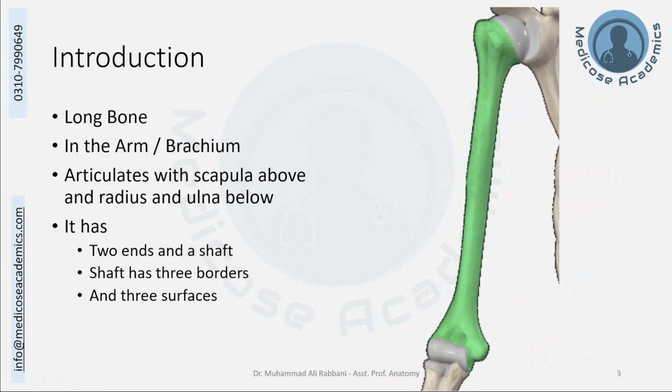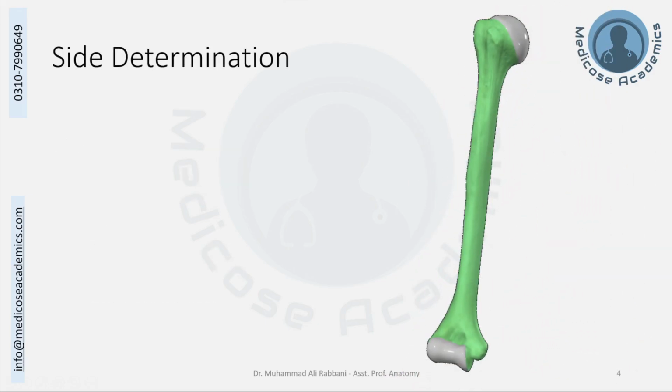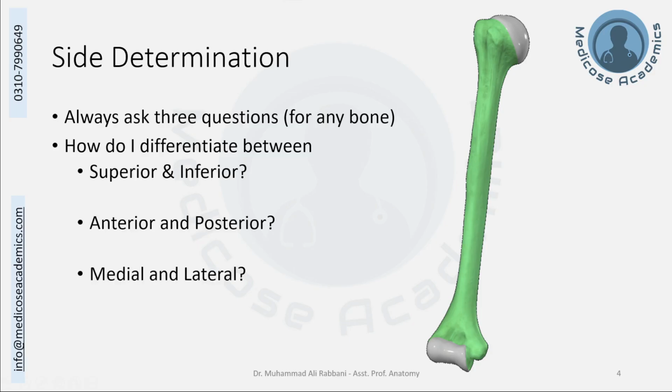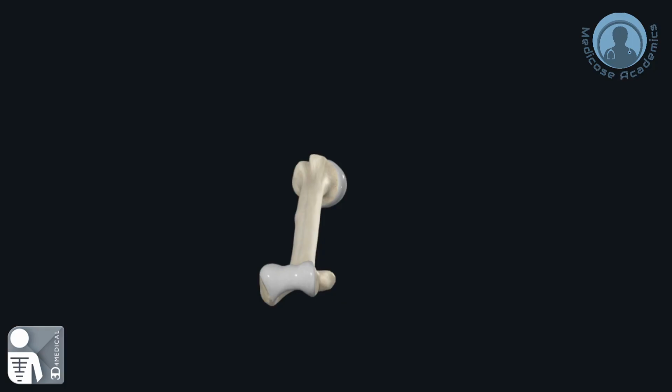Okay, let us look at the bone closely. Before starting any bone, we will determine its side first so that we can hold it in anatomical position and then go into the detail of it. So, like any other bone, always ask three questions. How do I differentiate between upper and lower end, anterior and posterior aspects, and medial and lateral aspects?